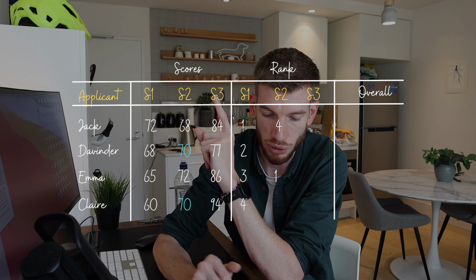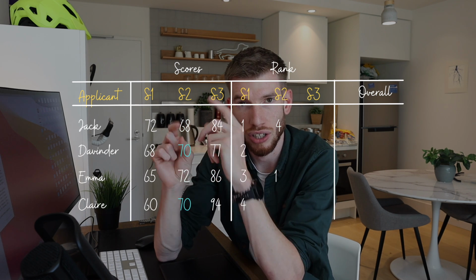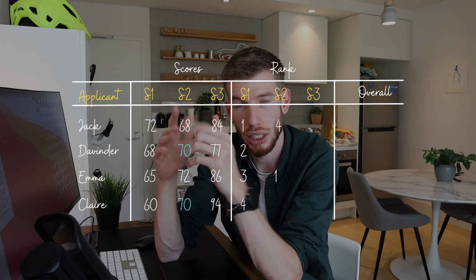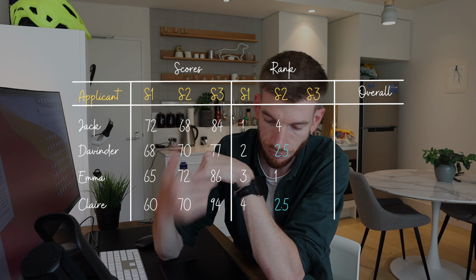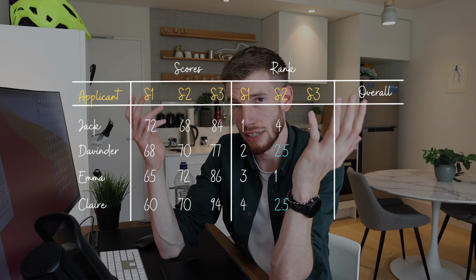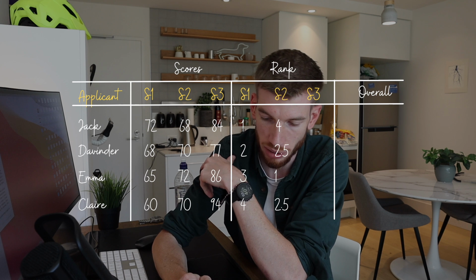So more than likely what they would do is say, well, Devinder and Claire are tied for who gets 2 and who gets 3. So we average those and give them each a rank of 2.5. That would be a fairer system. But again, I don't know if that's exactly how they do it, but that logically would make the most sense.